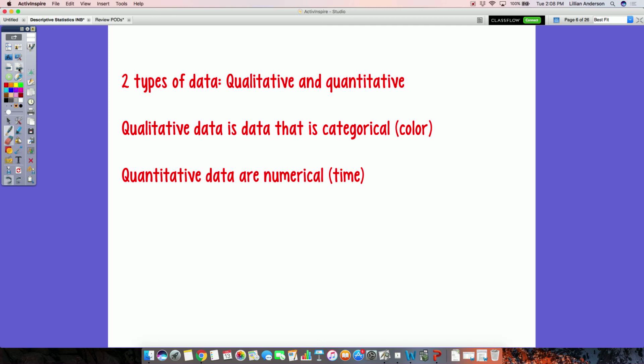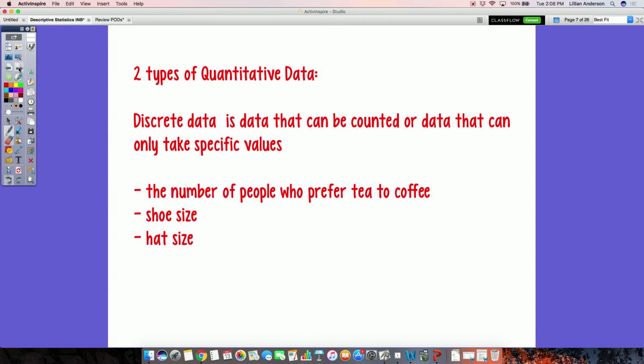The first type is discrete data. And discrete data is data that can be counted or data that can take on a specific value. Okay? An example of that would be the number of people who prefer tea or coffee, or shoe size, or hat size. Okay? That's discrete data.